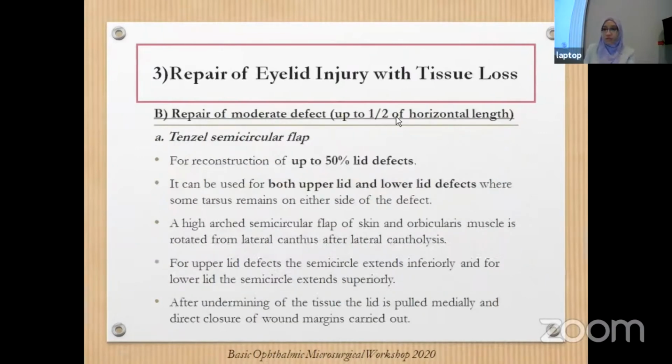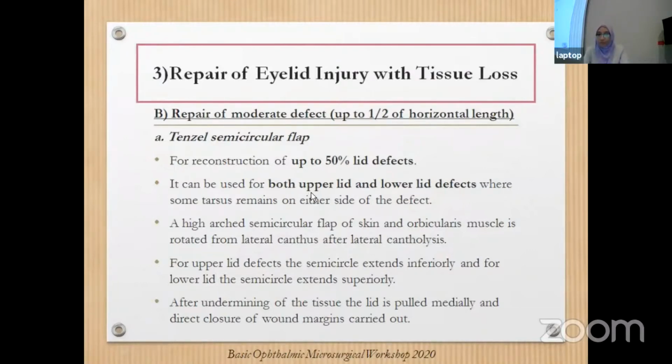Okay, up to half of the horizontal length. This time it is more than 1/3. Now up to half is considered a moderate defect. We call it the Tenzel semicircular flap. So it is actually for up to 50% lid defect, for example in trauma or commonly in tumor. Okay, if the patient has a tumor of the upper eyelid or lower eyelid, and the defect is up to 50%, then we can use this technique.